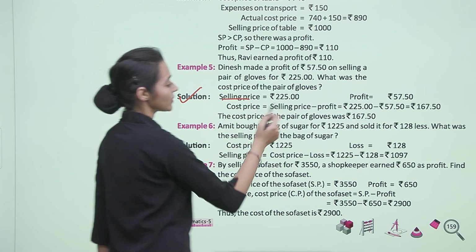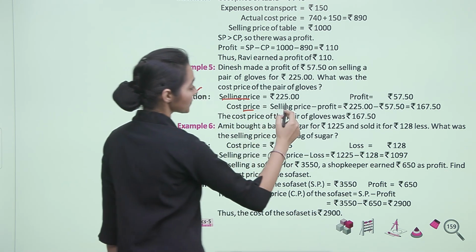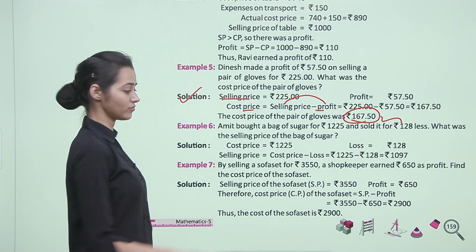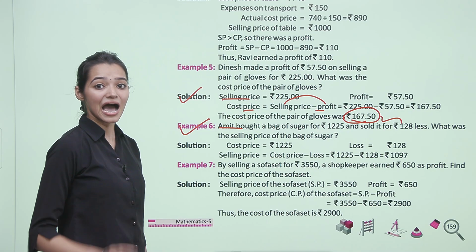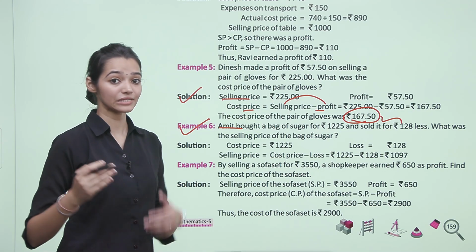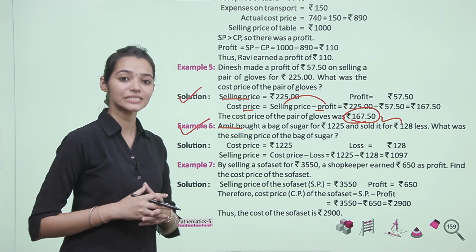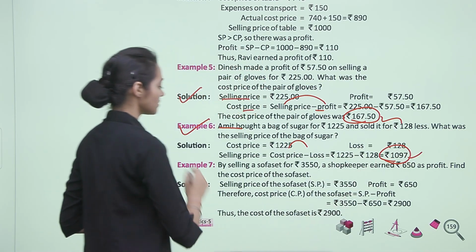So for this selling price, for finding the cost price we will subtract the selling price minus profit, and the cost price is 167.5 rupees. Now Amit bought a bag of sugar for this much rupees and sold it for 128 less. That means he has suffered a loss. So what was the selling price? So we will subtract the loss, and the selling price is 1097.